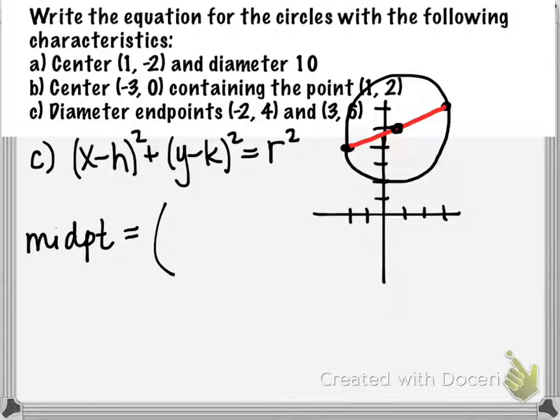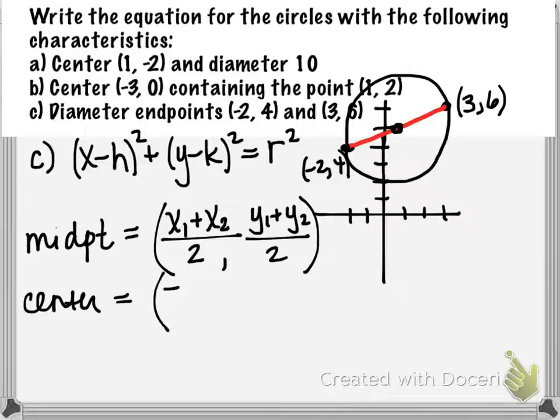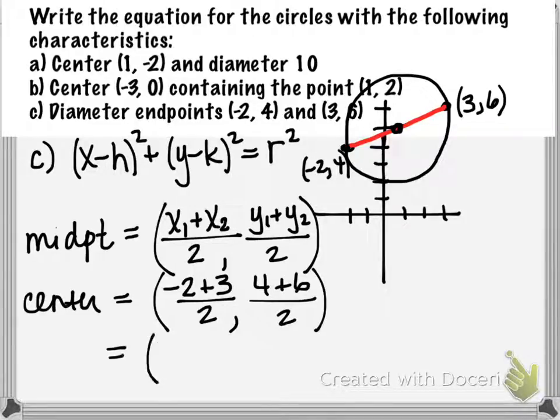So remember that a midpoint is found by taking the x values, adding them, and dividing by 2, which means you're averaging. So if you average your x values and then average your y values, that will give you the midpoint of any line segment. So my endpoints were -2, 4 and +3, 6. Therefore, for the center of my circle, we will average my x values, -2 + 3 divided by 2, and my y values, 4 + 6 divided by 2. So this gives us a center of 1/2, 5.